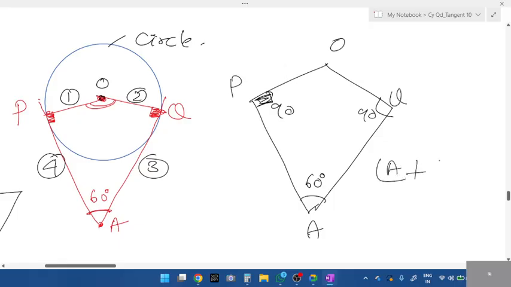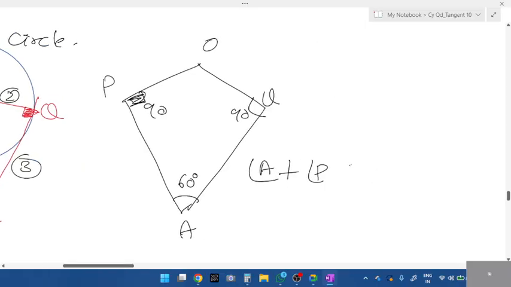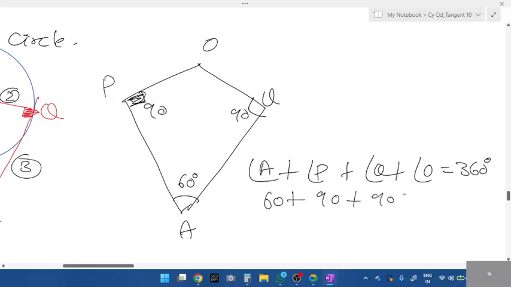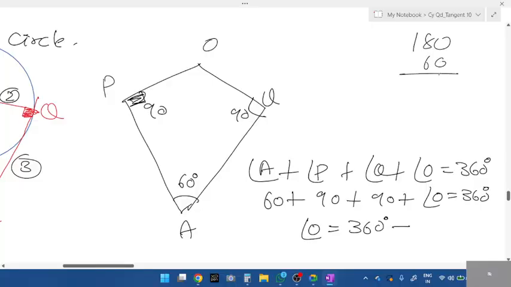Angle A plus angle P plus angle Q plus angle O is equal to 360 degrees. Angle A is 60, angle P is 90 plus angle Q is 90, angle O as it is, 360 degrees. What is angle O, students? 360 minus these two. 90 plus 90 is 180, right? 180 plus 60, how much is 180 plus 60?